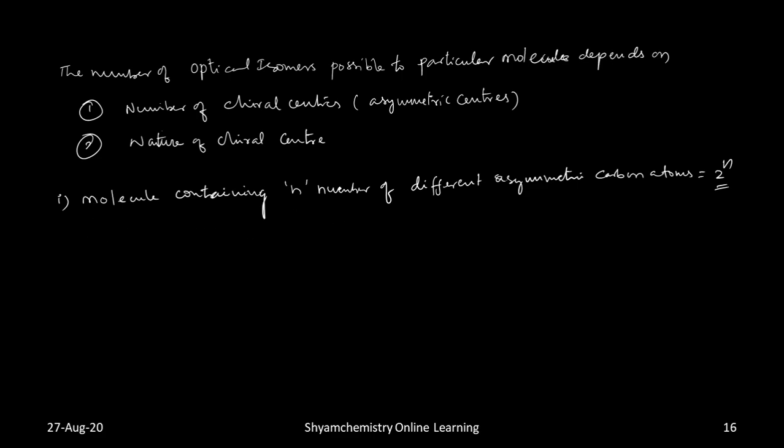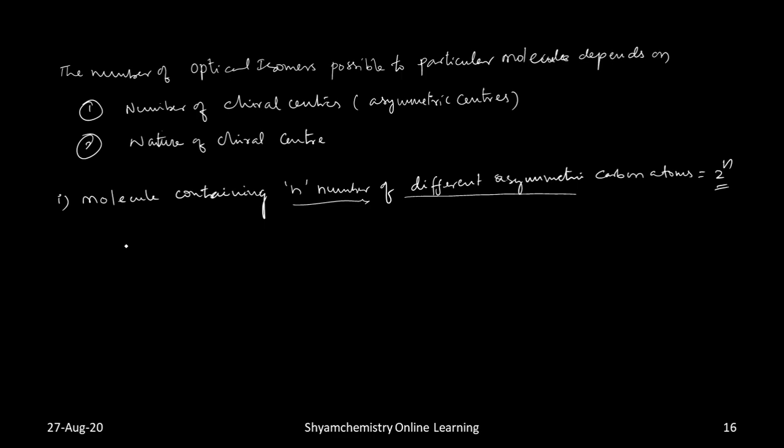Okay, here what is the condition? N number of... It depends on number of chiral carbons. Chiral or asymmetric carbon atoms are centers. Different asymmetric carbon: if two or more asymmetric carbon atoms are present in a molecule, and the two asymmetric carbons are not similar, they are different or unlike. Okay, if they are unlike, it means the two asymmetric carbons do not have the same environment.